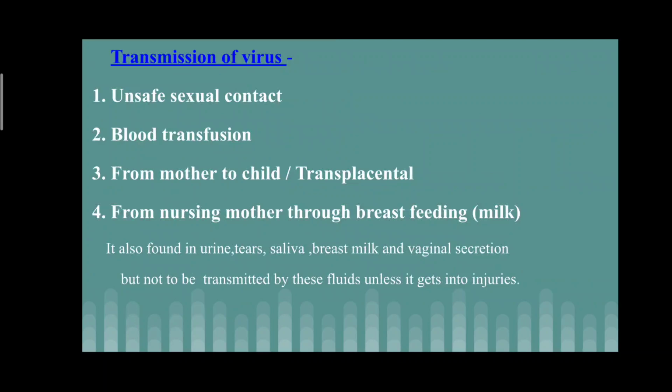Then next see the study of modes of transmission. There are a number of modes, but the main transmission modes are unsafe sexual contact. That means it includes oral, vaginal and anal sex. Then the second one is blood transfusion. It is transferred by needles, sharing of needles. Third one is from mother to child, commonly known as transplacental. That means from a pregnant woman it can transmit to the fetus through blood circulation, and a nursing mother can transmit it to her baby through breast milk.